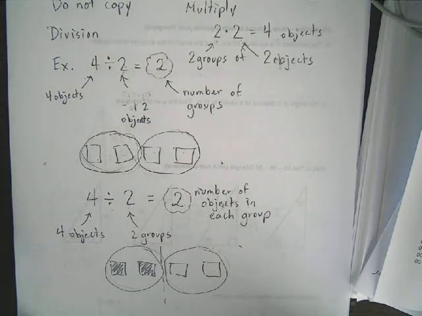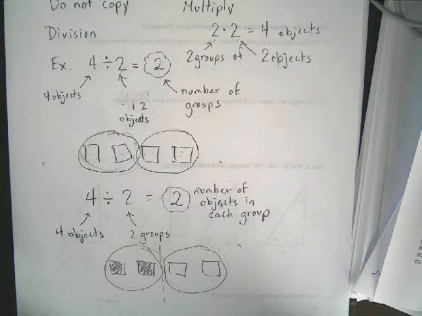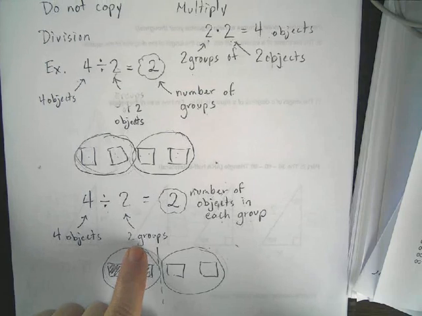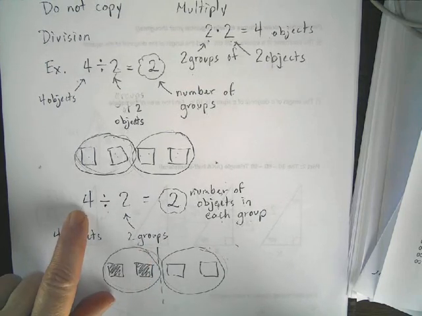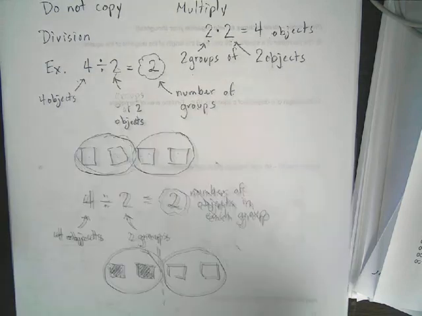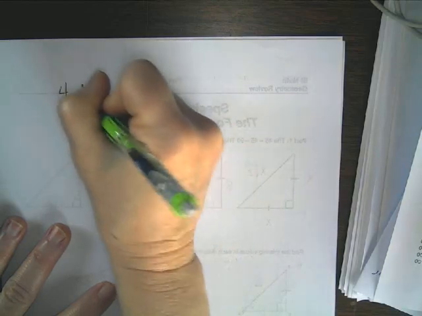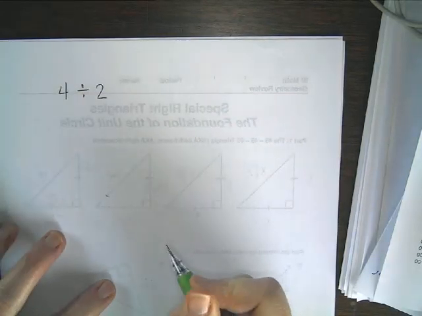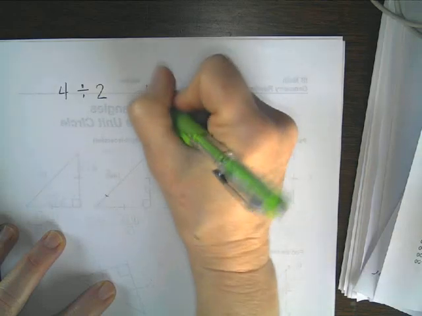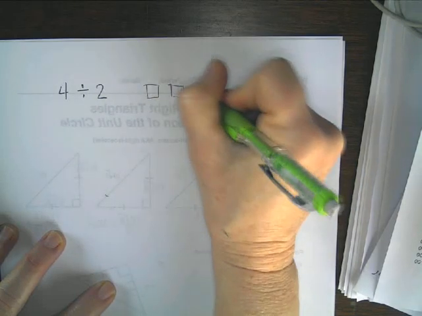Okay, so what we're going to do is think about it in terms of groups. We're going to do some more problems this way, thinking about we've got a certain number of objects and we're going to divide it into groups. So let's get going. If I have 4 divided by 2, I'm going to have 4 objects. 1, 2, 3, 4.